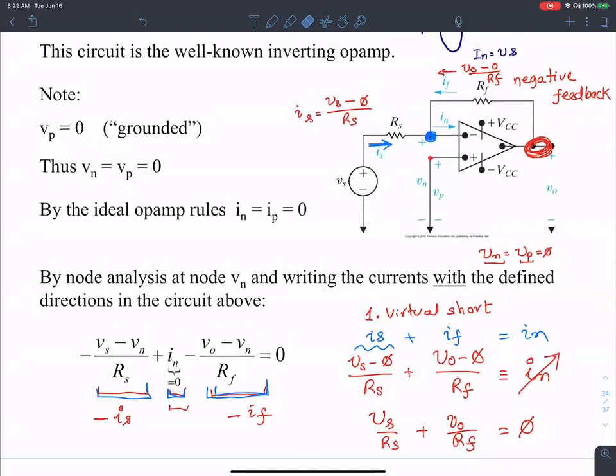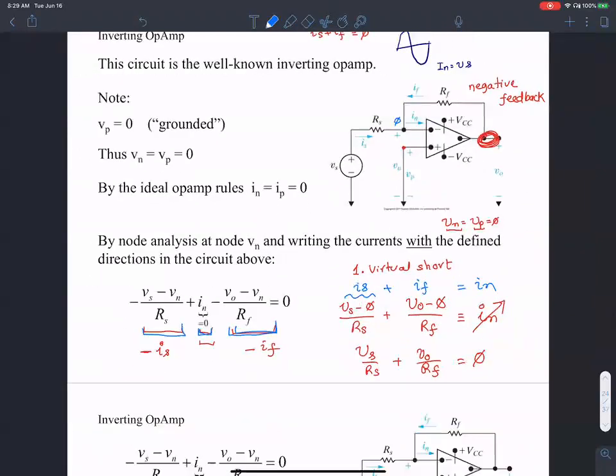Okay, so that's the idea of the node equation, and we have applied two of those principles. Okay, the second principle is that the IN is 0. Okay, that's the second principle.